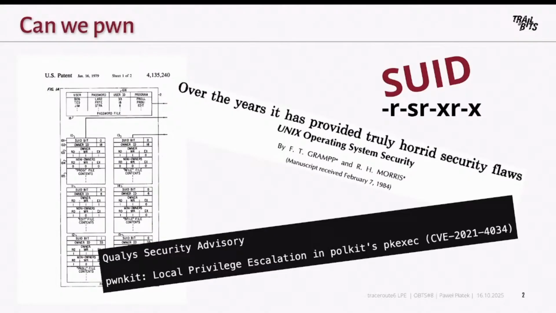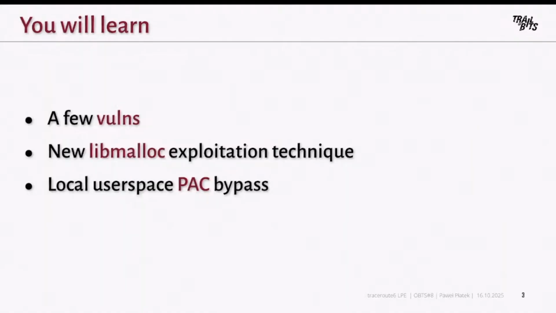And with my research, I wanted to check how hard it would be to get root on a modern system like macOS via this mechanism. So this presentation is from zero to the exploit, kind of a story, and along the way, I will show you a few bug patterns, a new exploitation technique for macOS default user space heap allocator, libmalloc, and a lazy way to bypass pointer authentication for local user space exploits.